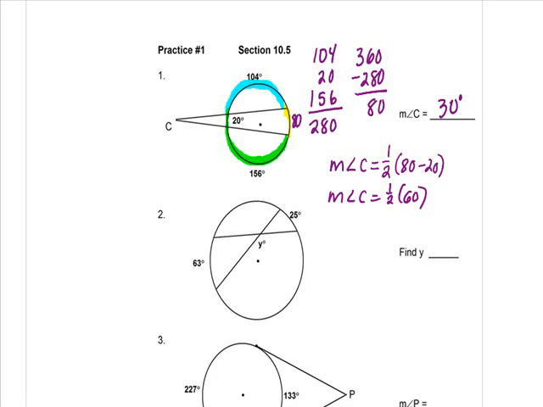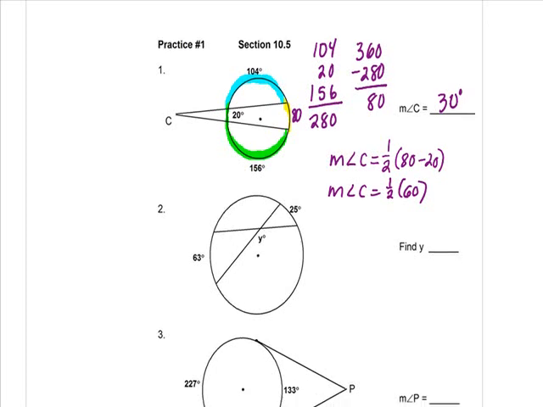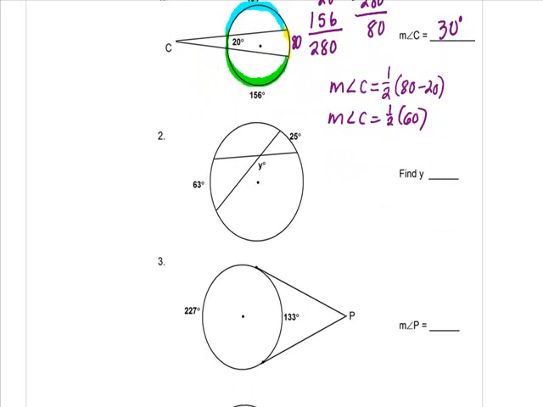Great. Now, number 2 asks us for an angle that's inside, so it's a chord angle. But notice that we do not have its intercepted arcs. We have no information about those two arcs. So what we're going to do, we're going to call this angle x, because we do have information about its intercepted arcs. This one is 63 and this one is 25.